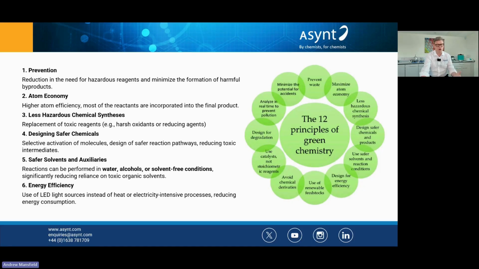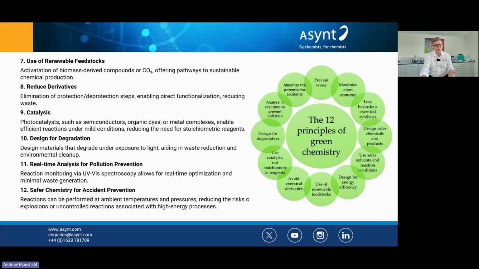We can reduce the harmful oxidizing or reducing reagents that we use. We can be better energy efficient, and on and on. So you can see photochemistry really impacts us in a cleaner, greener, more sustainable approach. And I'll allow you to read these later on the recording.